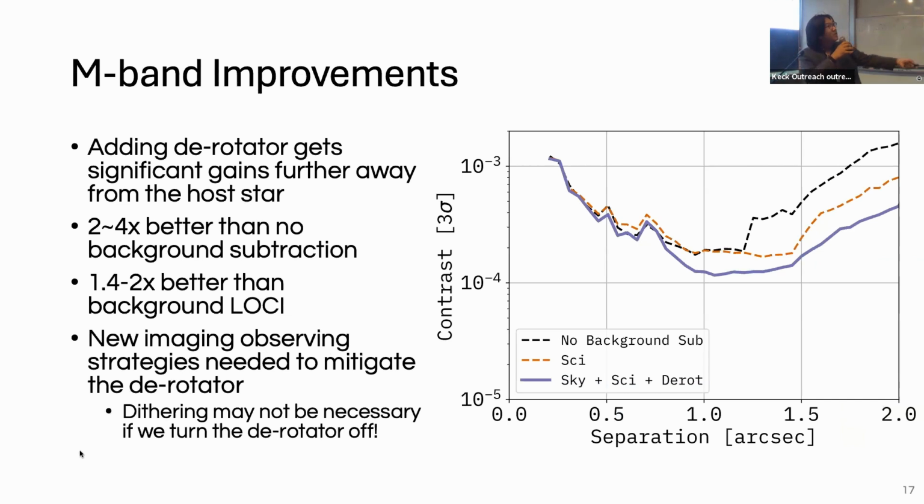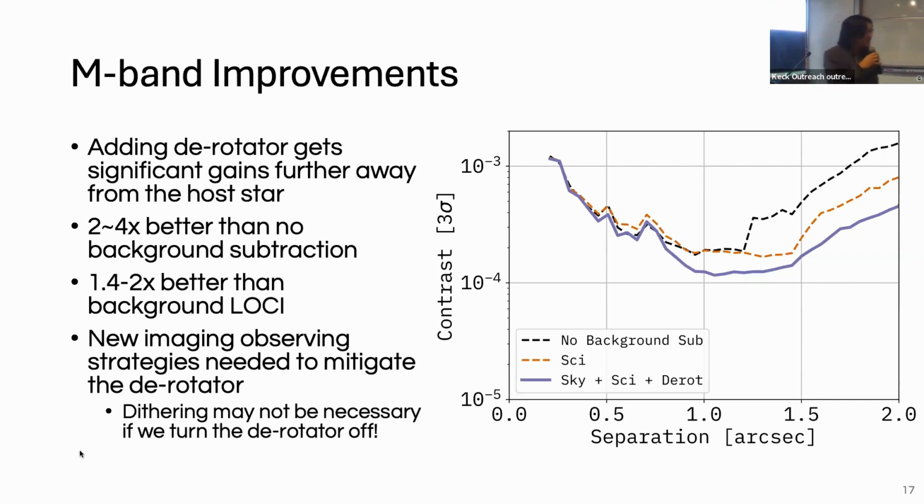But the improvement that we're seeing, so here are the 3 sigma contrast curves. The black line is no background subtraction at all. The red line is just with the science frames as the basis only. And then the blue line is with the sky, the science frames, and the transformed D-rotator frames. And we see that adding the D-rotator, you actually get pretty significant gains further away from the star. So you're getting 2 to 4 times better contrast than no background subtraction, and 1.4 to 2 times better than just plain LOCI.